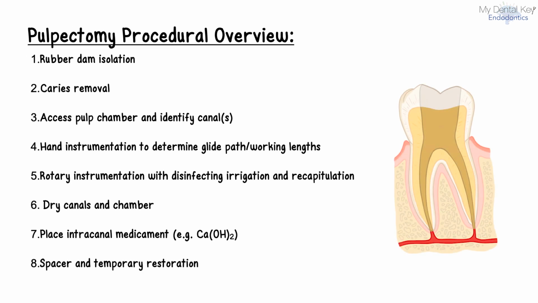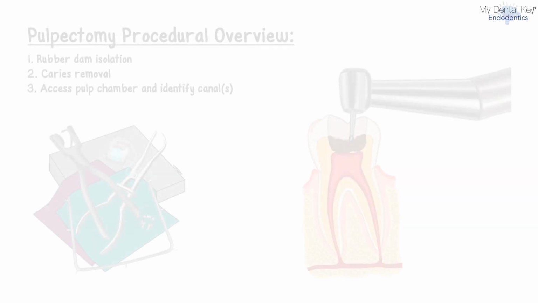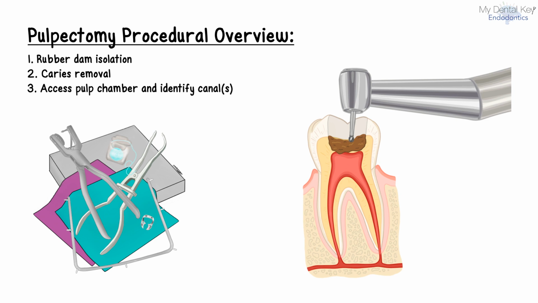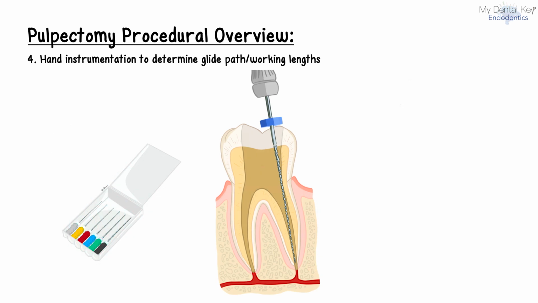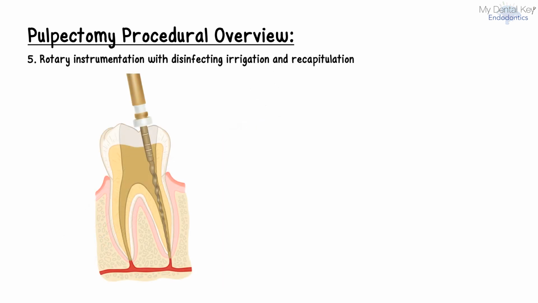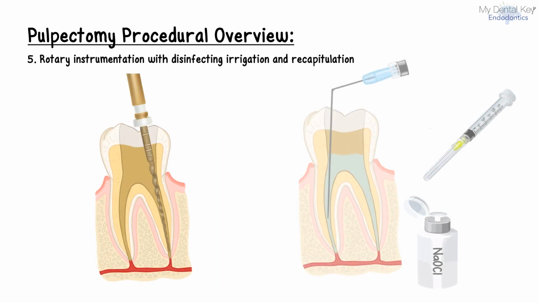Next, let's discuss a summary of the pulpectomy procedural overview. For a pulpectomy, the first steps of isolating and accessing the pulp chamber are identical to when a pulpotomy is performed. After the canals are identified, the clinician will proceed with instrumentation by using a series of hand files and rotary instruments to clean and shape the canals. Disinfection with sodium hypochlorite should be used throughout the procedure. Please see our Cleaning and Shaping Endodontic module for more detailed procedural information.